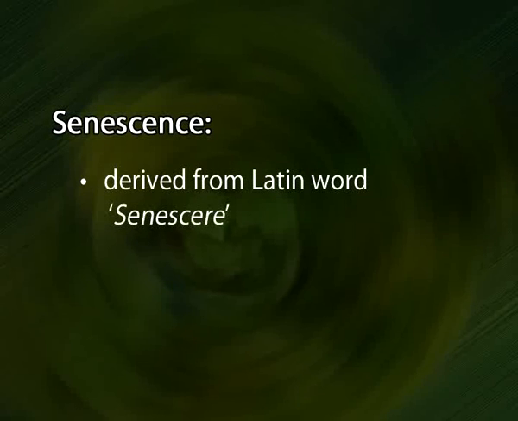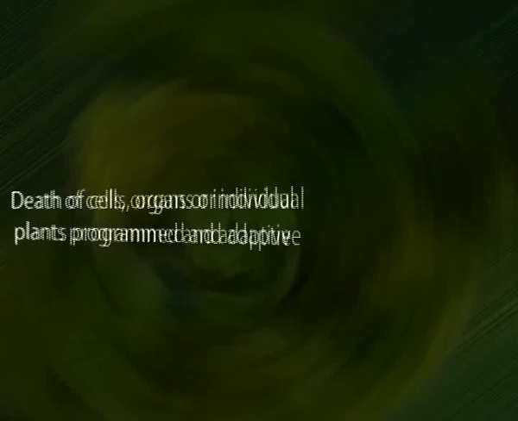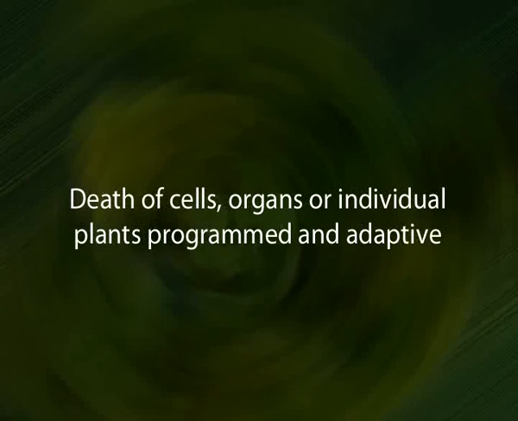The term senescence has been derived from the Latin word senescere, which means to grow old. In general context, senescence means death. The death of cells, organs, or individual plants appears to be programmed and in some sense adaptive. This is clearly so with the death of individual cells during differentiation, when residual products contribute to the effective function of the entire plant body.